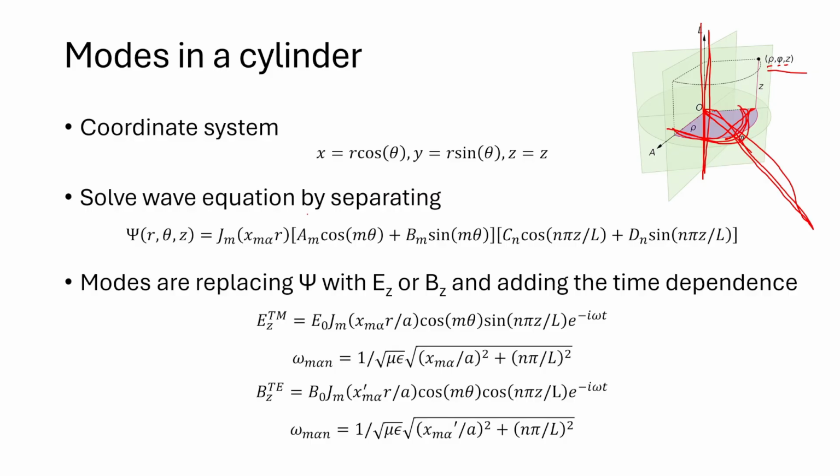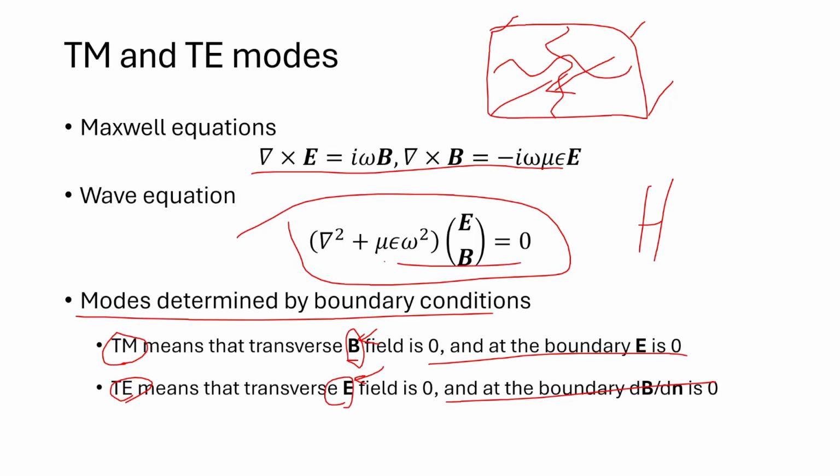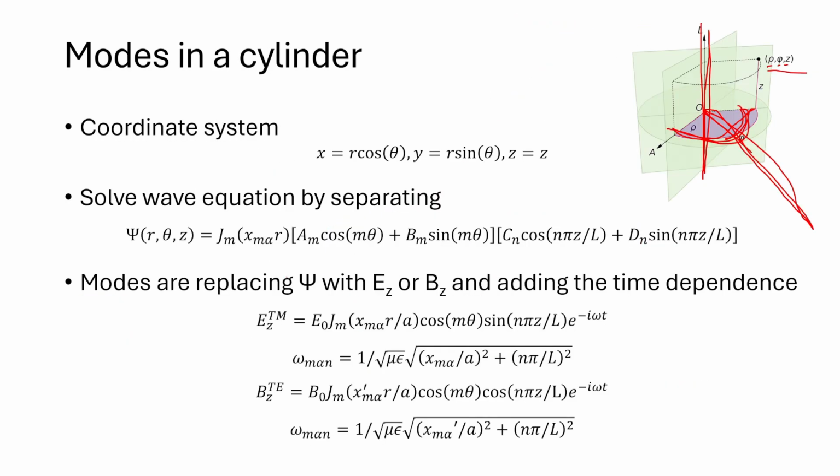So if we solve the wave equation, this one, by separating in this r theta z, the variables are used interchangeably. This one's rho phi z, this one's r theta z. It doesn't really matter. I guess technically r theta z is more of a math thing, whereas rho phi z is more of a physics thing, but who cares? Anyway, you solve the wave equation by separating, and you end up with this solution.